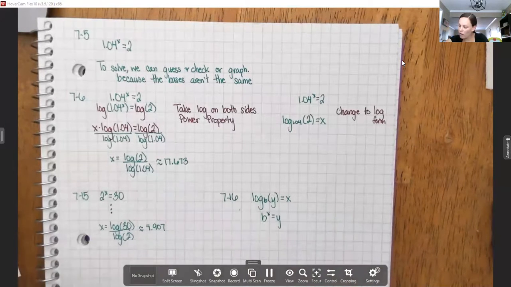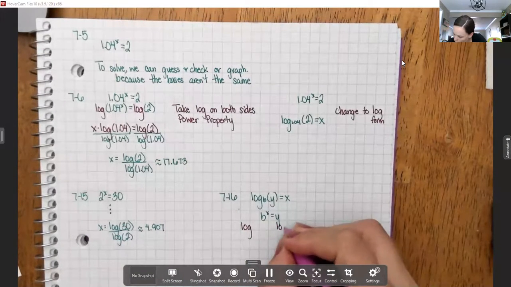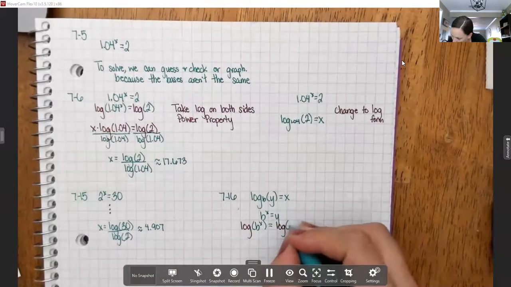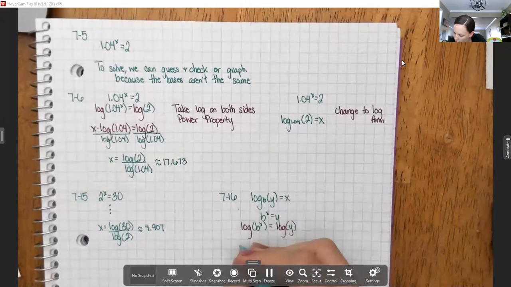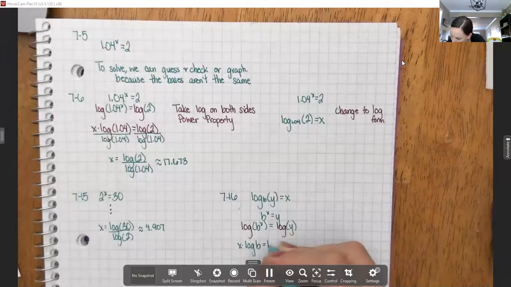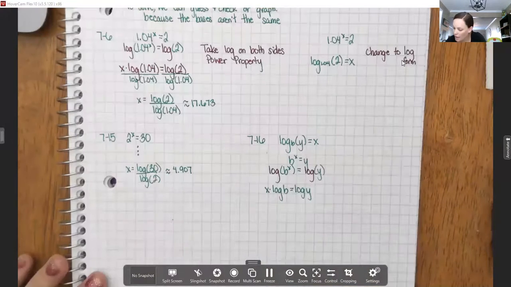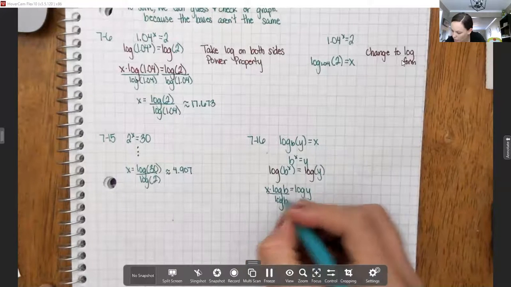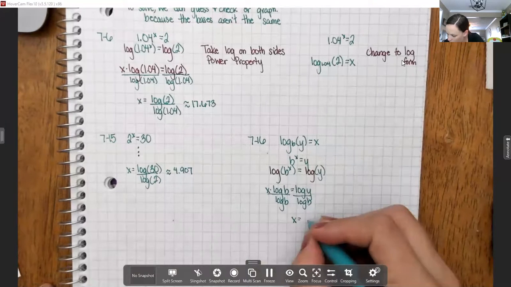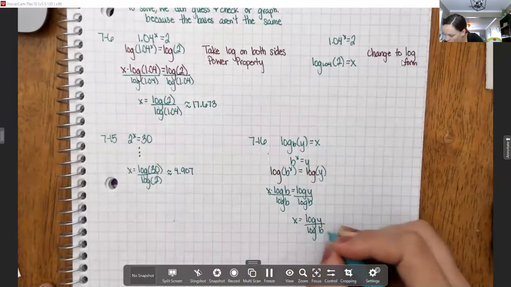Well then, if I take log on both sides, log of b to the x equals log of y, then that power property says x times log of b equals log of y. And I can divide by log of b. And that would tell me x equals log of y divided by log of b.